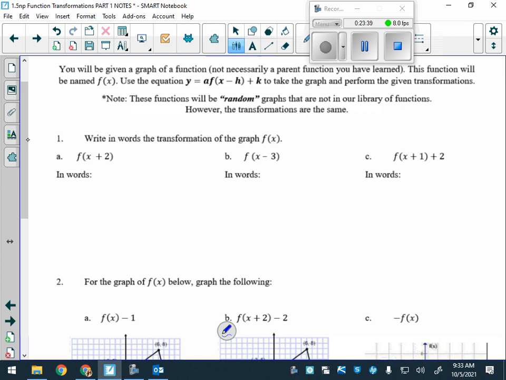Okay, so if I have f of x plus 2, what does that mean in terms of transformations? Yes, Jason. Left 2. It moved left 2. So the notation just looks a little bit different. Move to the left 2. What's happening in B? To the right 3. And then C, what is happening? Josh? Good. Left 1 and up 2.